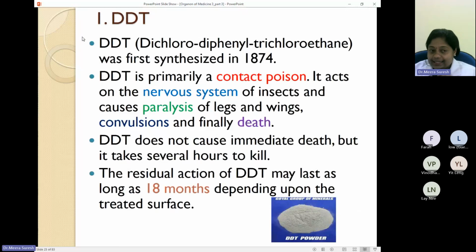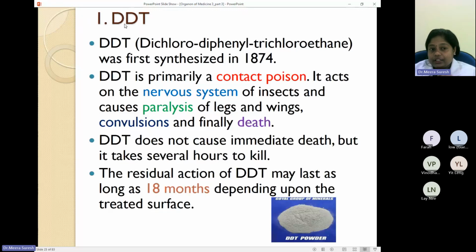So we'll go into detail of certain important insecticides. Actually, in the textbook, detailed description of all the insecticides have been given, but I have selected only a few that are very important for you to know. So we'll just go through those insecticides, those chemicals only.